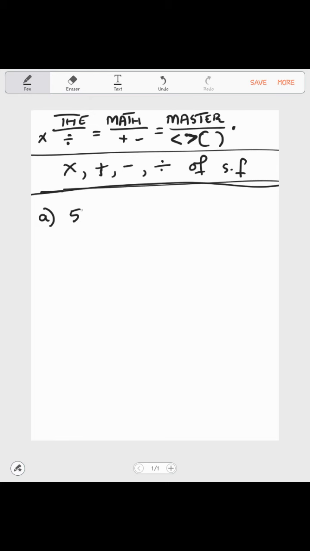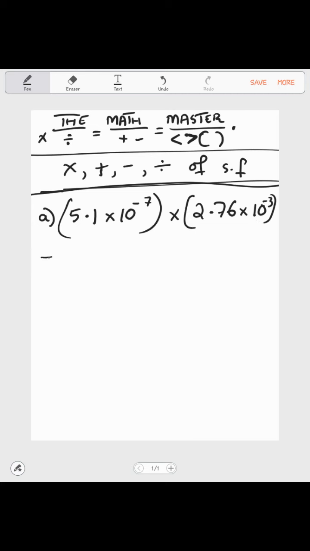The question is 5.1 into 10 to the power of minus 7 multiplied by 2.76 into 10 to the power of minus 3. Alright, so first of all, we're gonna multiply this number 5.1 with 2.76, while these powers will be added, which will give us the numbers minus 7 and minus 3 right here.